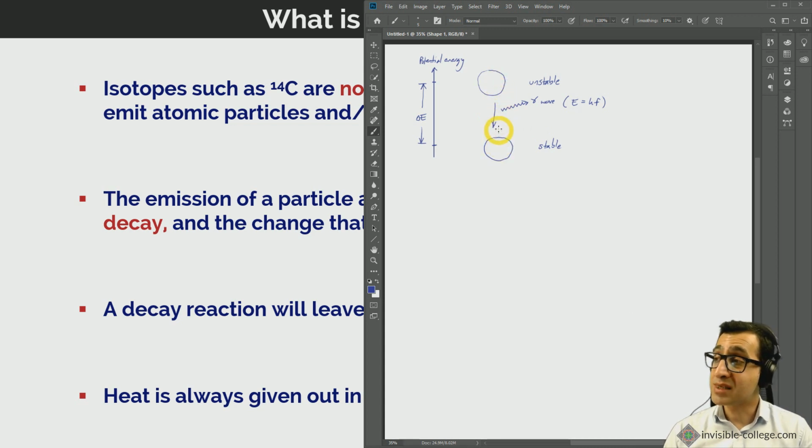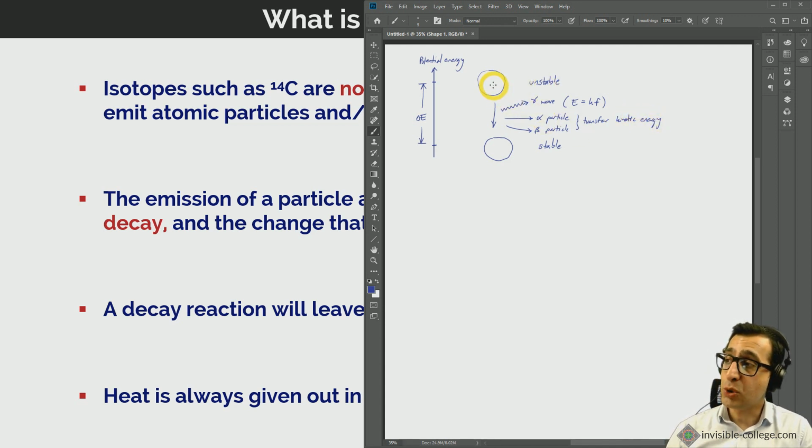Now another way that this nucleus can give off energy is in the form of particles. So the nucleus can emit an alpha particle, or it can also emit a beta particle. But particles, when they move, carry kinetic energy. And so these particles will transfer the excess energy of this nucleus away from the nucleus to make it more stable in the form of kinetic energy.